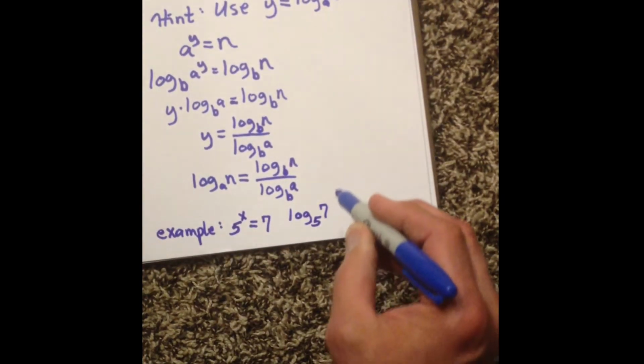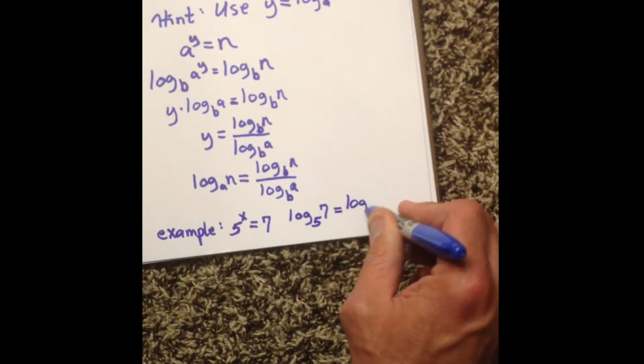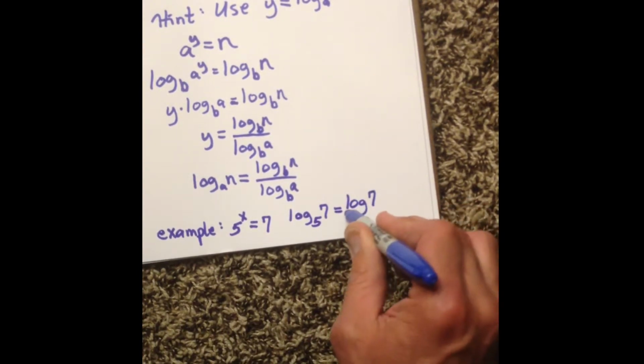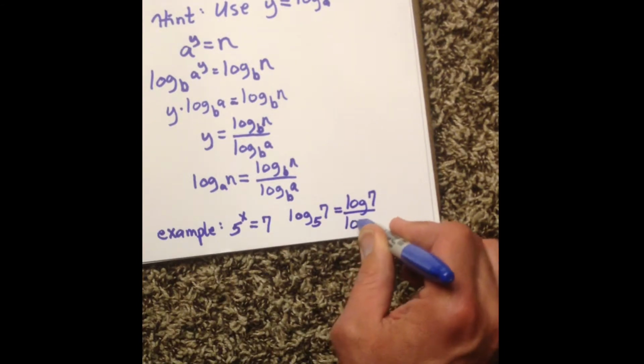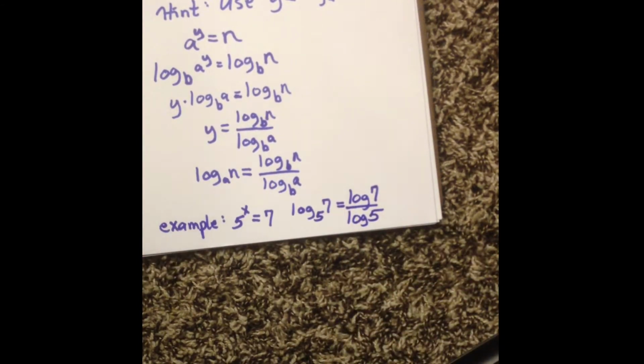And somebody else in class also wrote it this way. They went to base 10, and base 10 is log with no number, so it's assumed to be a 10. They wrote that as log of 7 over log of 5. So that's how you can use change of base. Log base 5 of 7 can't be computed in most calculators, but if you go to base 10, which is log, L-O-G, that's equivalent to log of 7 over log of 5.